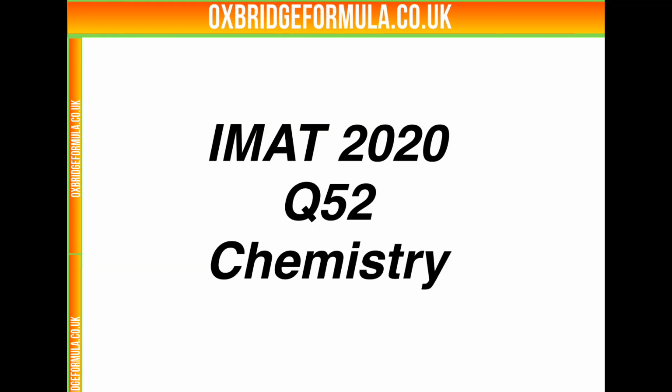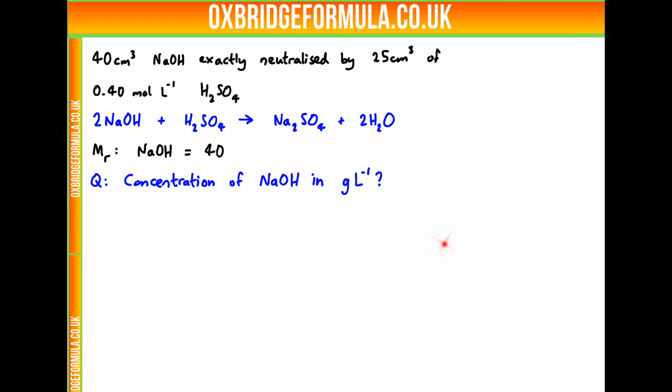This is question 52 on chemistry from the 2020 IMAT. So we're told that 40 cubic centimetres of sodium hydroxide solution is exactly neutralised by 25 cubic centimetres of 0.4 molar sulfuric acid solution. We're given the equation between these two substances, and we're told that the relative molecular mass of sodium hydroxide is 40.